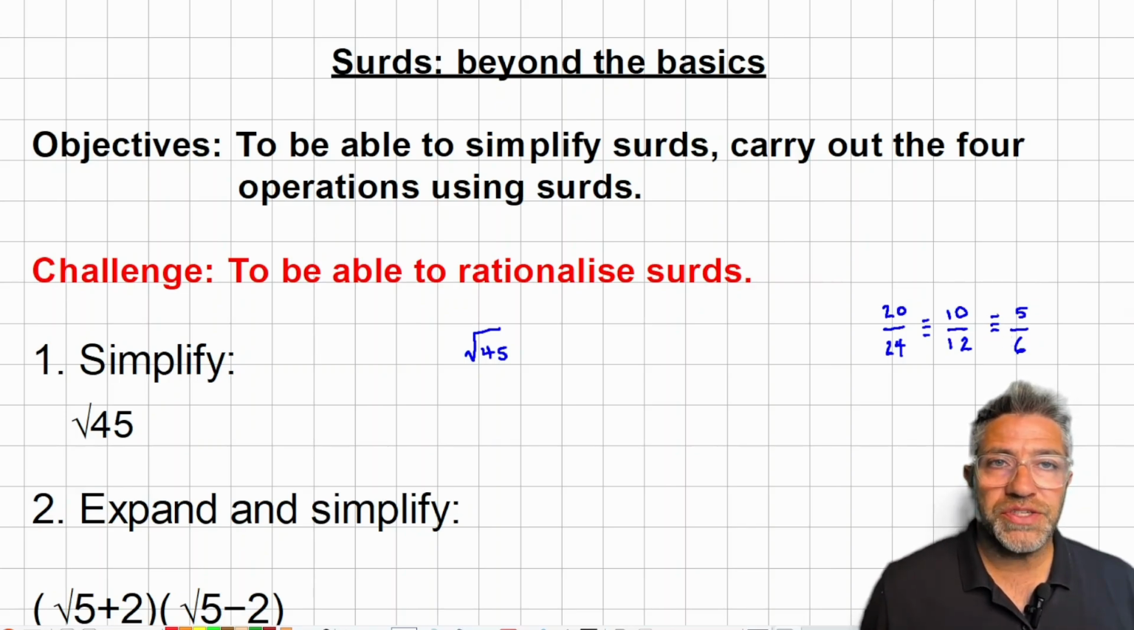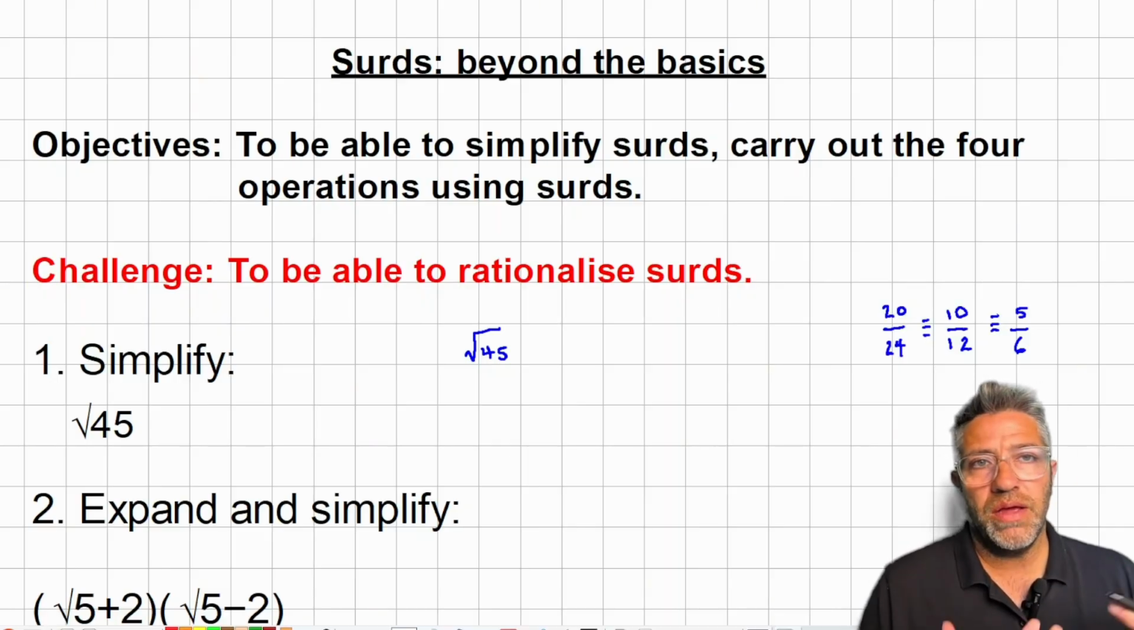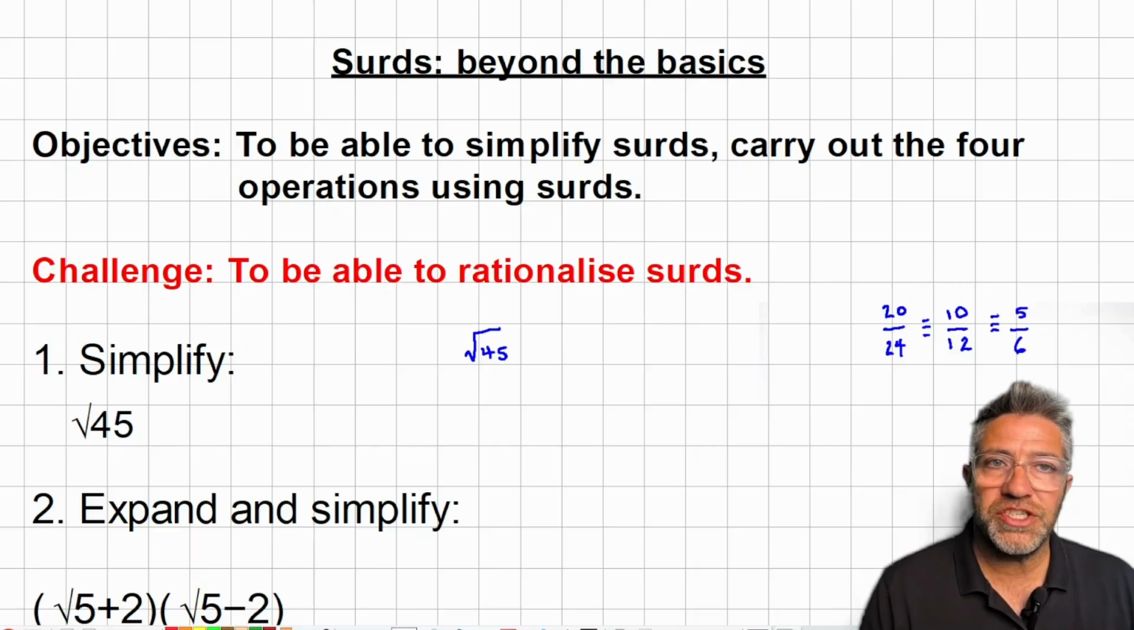Now, those fractions, they don't actually change in size. They're all the same value. It's just we've rewritten 20 over 24, 20 24ths, using smaller, more manageable digits with 5/6. But we haven't changed the size. Now, we must adopt exactly the same approach when simplifying surds. We can't change the value.